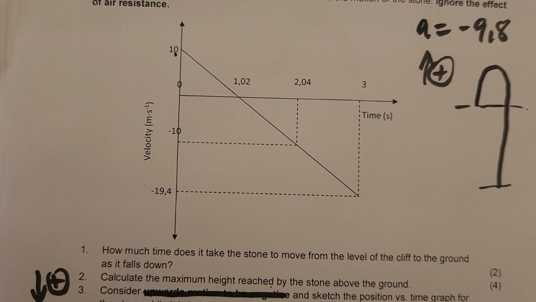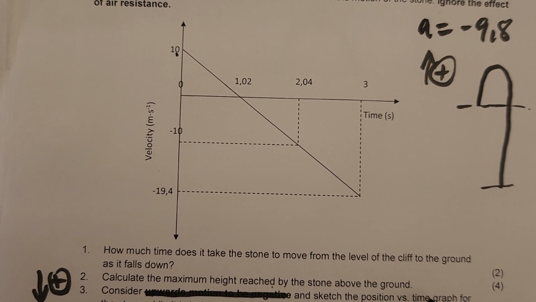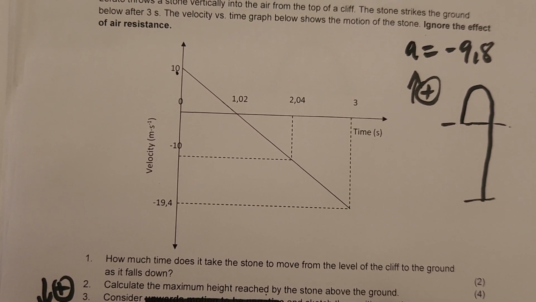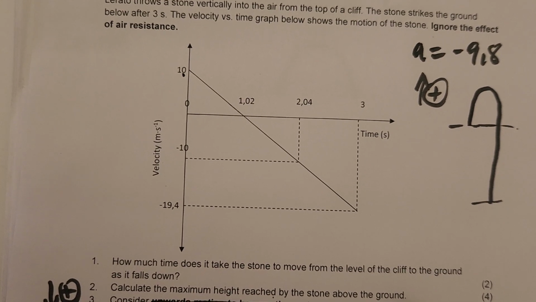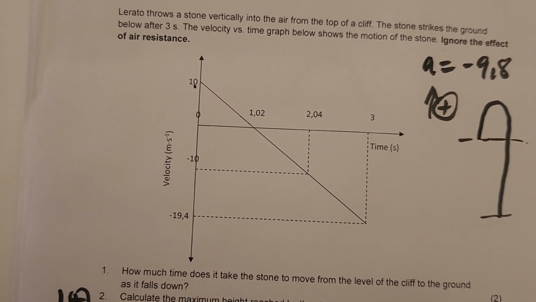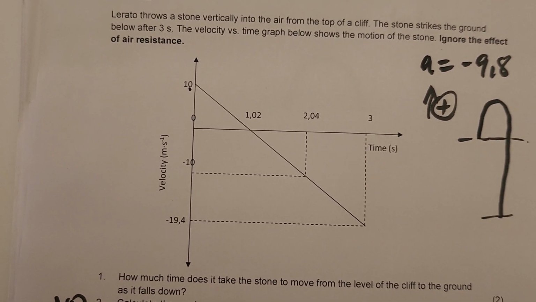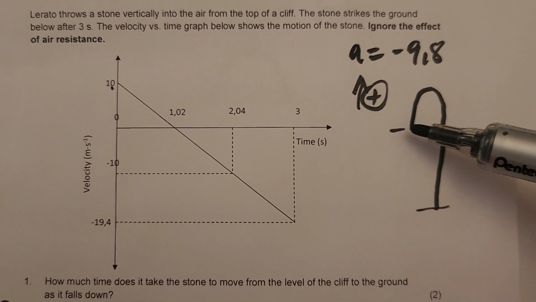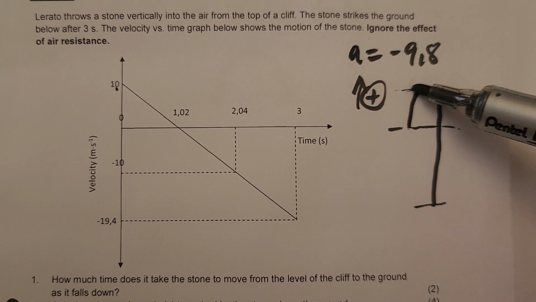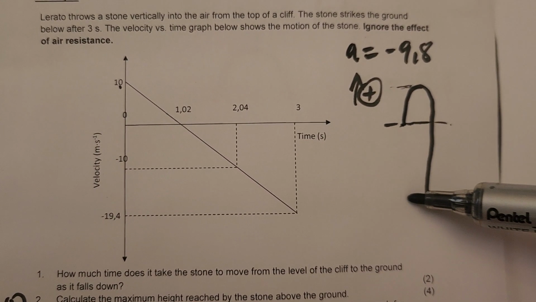Now they say calculate the maximum height reached by the stone above the ground. Very good question. In this case, we need to identify 2 values here. That is the height, if you look at this one, from where the stone was thrown to the maximum height, and then also from here to here, the delta y.